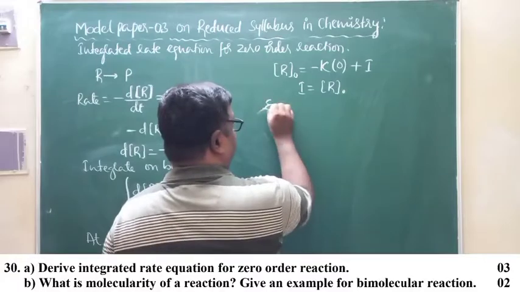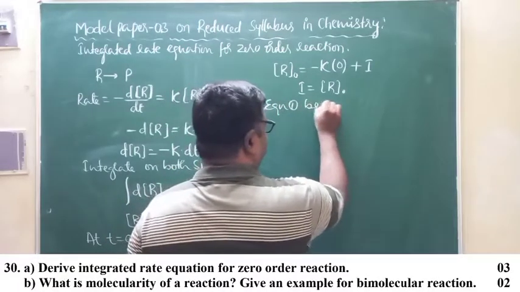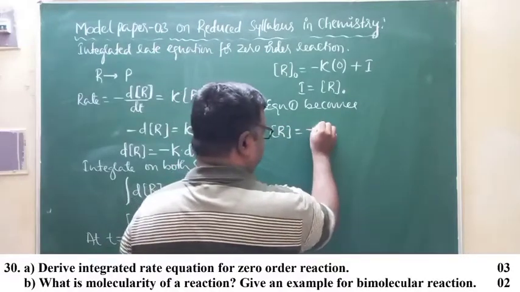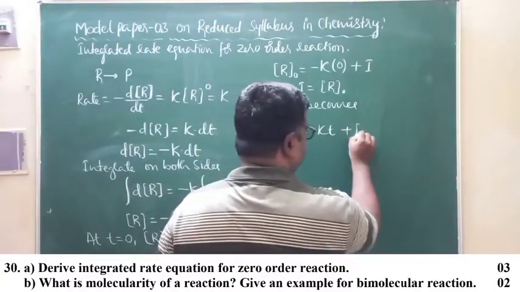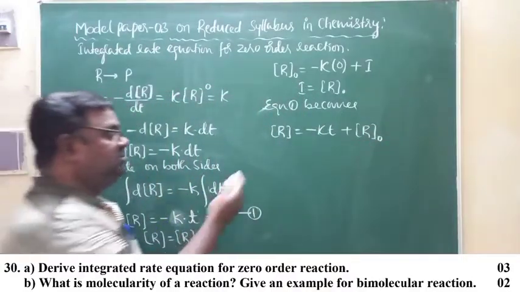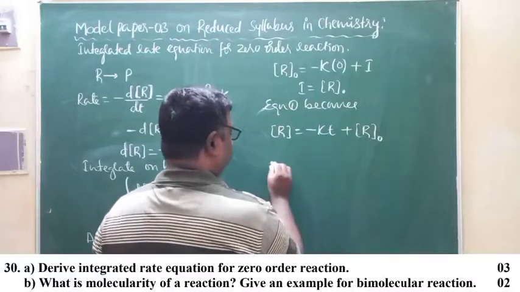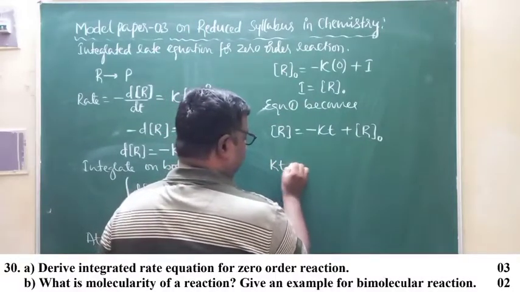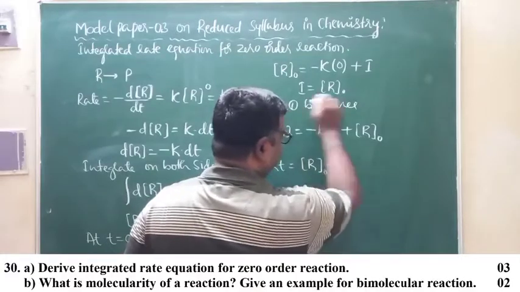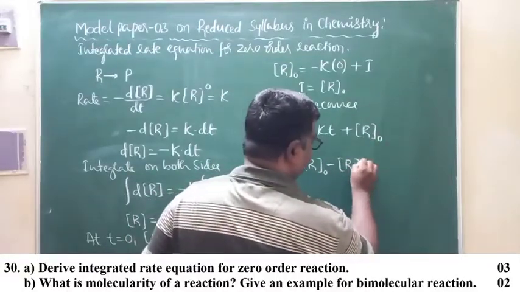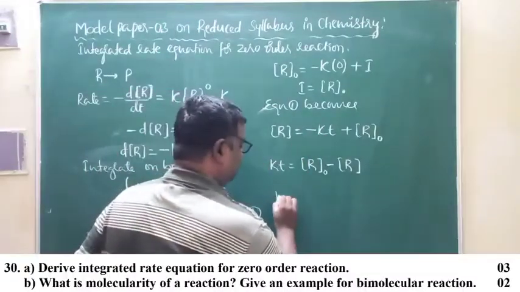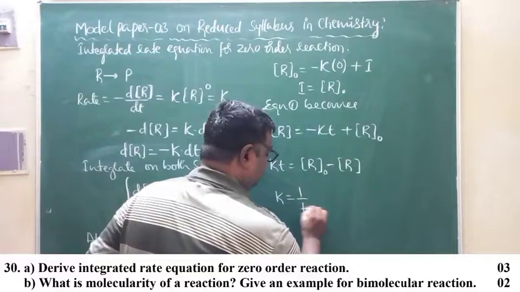Therefore equation 1 becomes, that is r is equal to minus kt plus r naught. Taking the r terms to one side and the t terms to the other side, kt is equal to r naught minus r. Therefore k is equal to 1 by t.